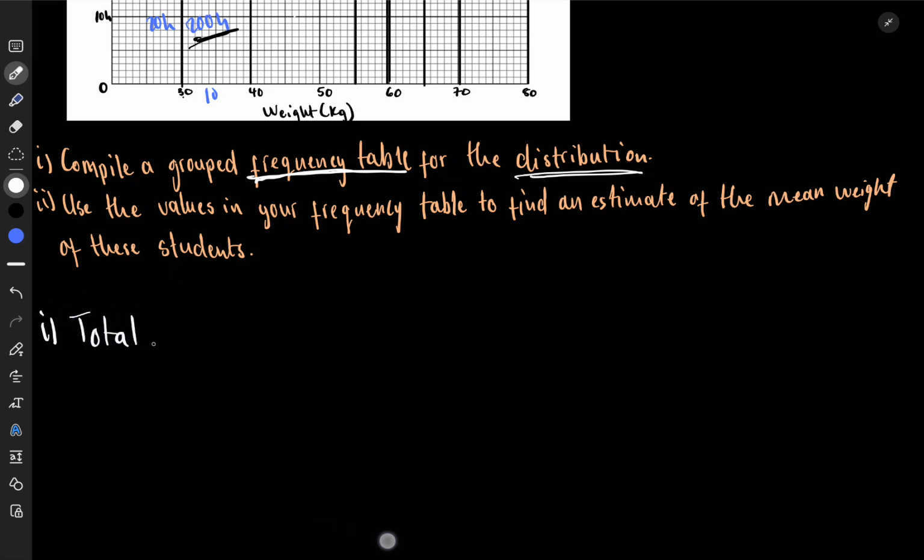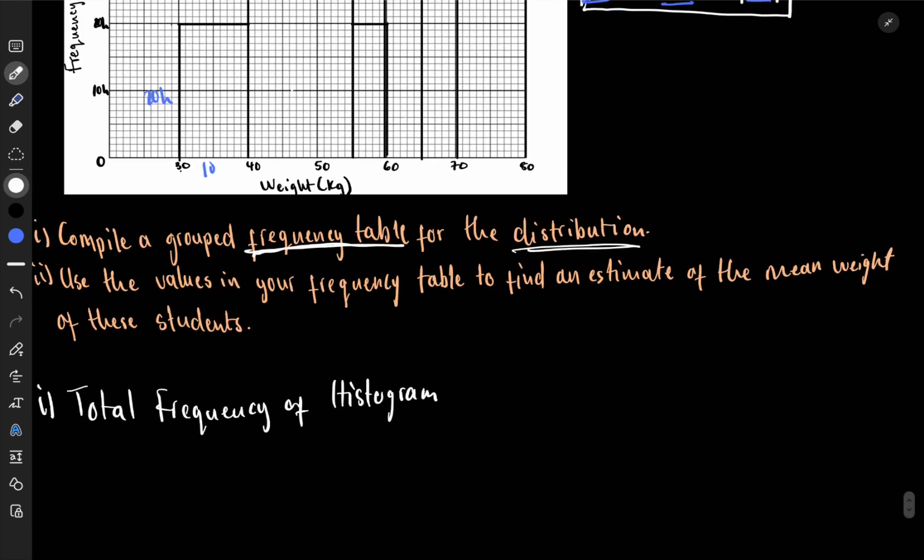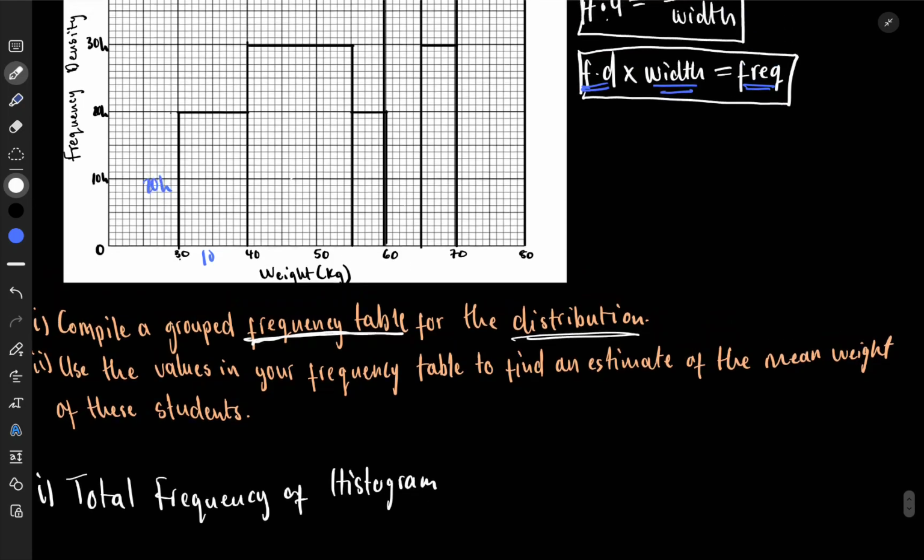So I'm going to say that the total frequency of the histogram, what is it going to be equal to? It's going to be the total area, right? The total frequency of the histogram is the total area of the histogram. So remember what we have done. We've coded each box with H, and now we have a frequency density scale, but it's in terms of H.